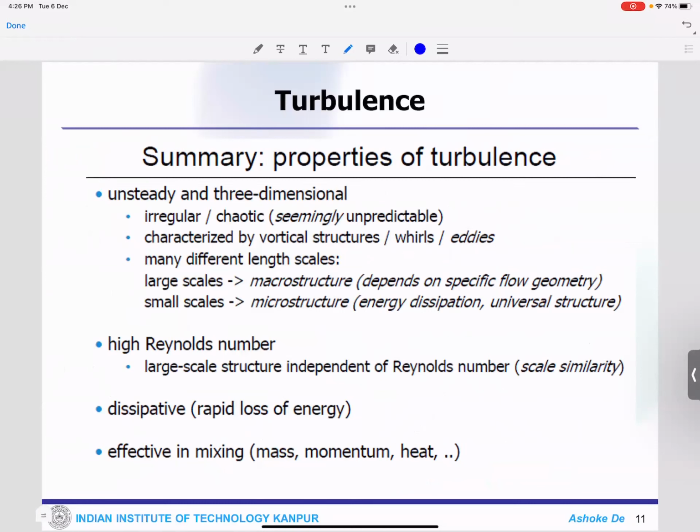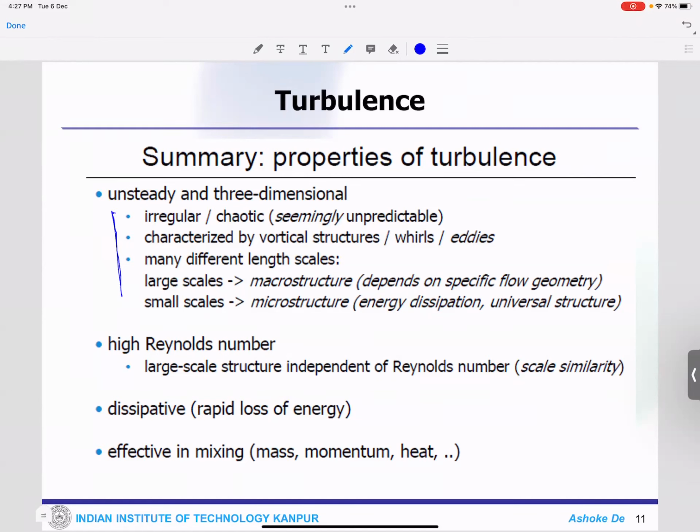If from this example you try to say what the properties of turbulence are, obviously one of the important properties is that it is going to be unsteady and three-dimensional. And when you say unsteady and three-dimensional, all these are a subset of the fact that they are going to be irregular and chaotic. There are large scale structures and there are small scale structures. The large scale structures are the macro structures or the large eddies, whatever you call them. They are mostly dependent on the geometry of your interest. And the small structures are more universal in nature.